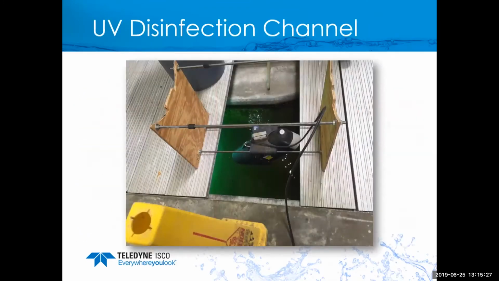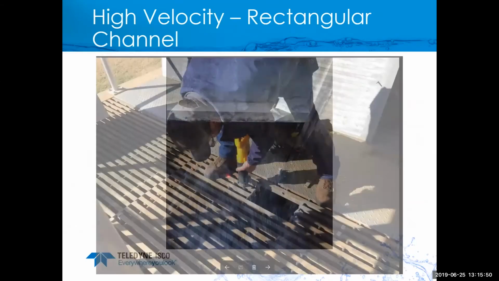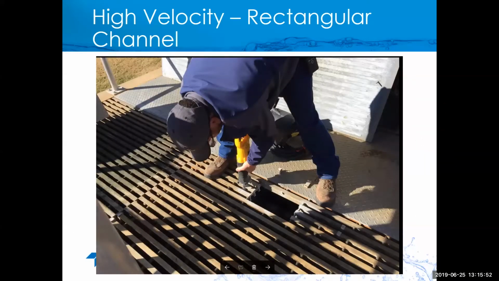UV disinfection channels, another one of those applications where people want to measure. In the past, they would measure level, but now they want to measure the velocity as well. So UV channels are challenging, very clean, very slow, and the laser did a really good job there. Here's one that was a high velocity rectangular channel, which was a very challenging application. You can see the turbulence. The nice thing about it was an easy install.